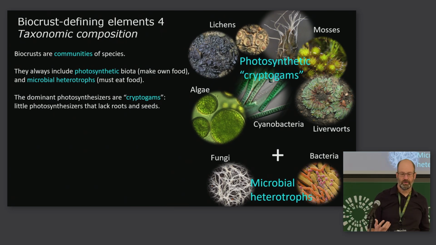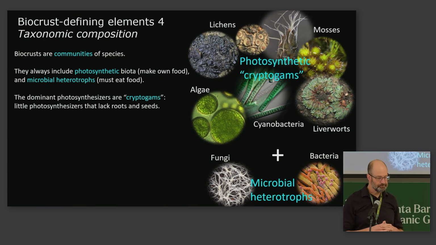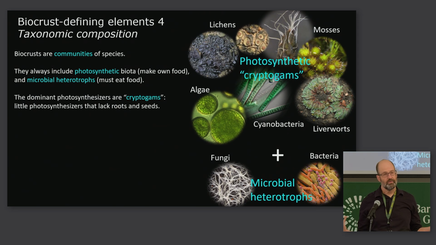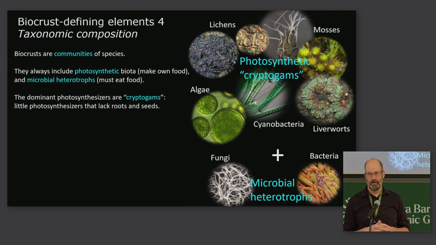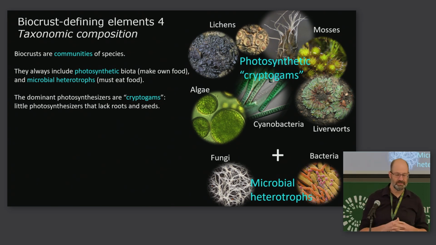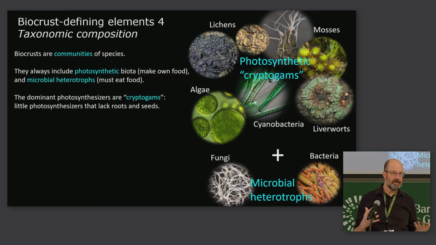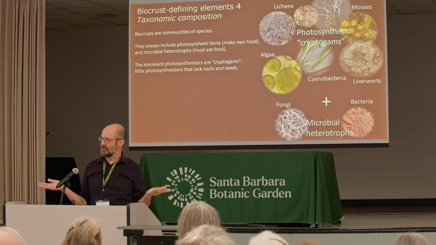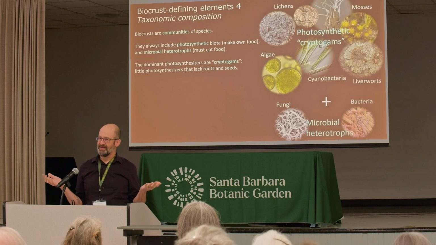And they always include photosynthetic biota, ones that make their own food, but also hanging around with them are heterotrophs, like you and me, that have to go out and eat food. And these are usually microbes. The photosynthesizers of biocrusts are always cryptogams, okay? So we've heard about cryptogams all morning. It's kind of cryptogam morning today.